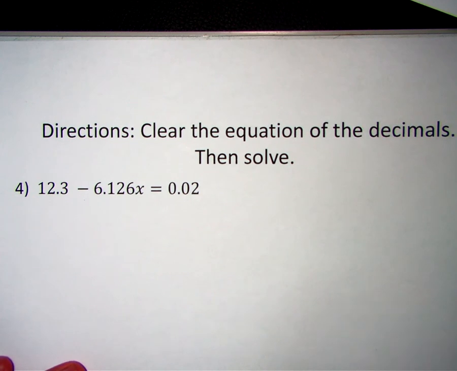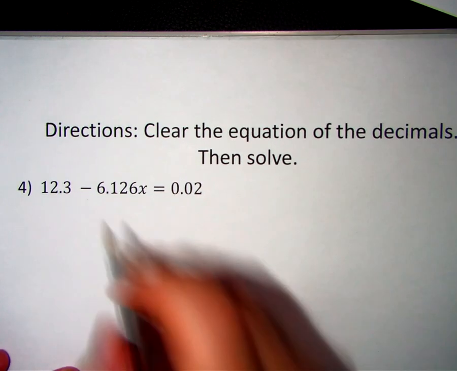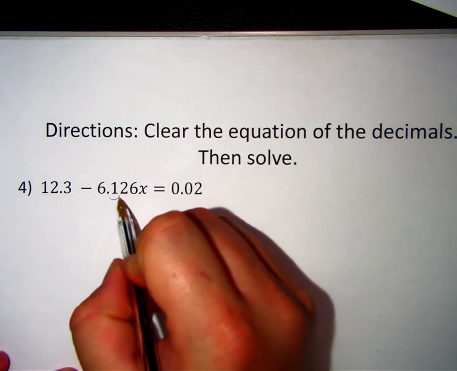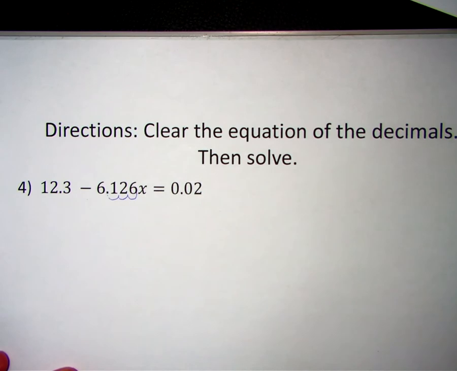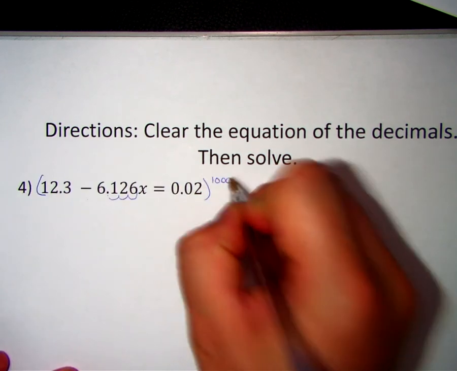All right, why don't you go ahead and give this one a shot on your own. Pause the video, come back and check your solution. All right, hopefully you recognize that our largest decimal term has 3 decimal places, which means we're multiplying the entire thing by 1,000.